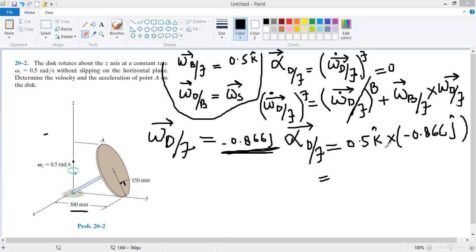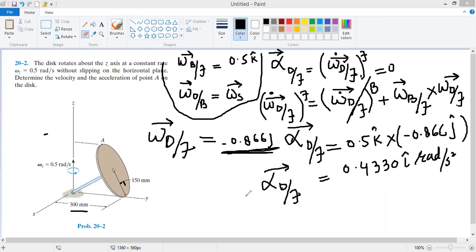Once you calculate it, it comes k cross j. K cross j is equal to minus i, and minus minus will become plus. It becomes equal to 0.4330 i cap, and the units will be radian per second square. This is the angular acceleration of the disk with respect to the ground frame of reference.